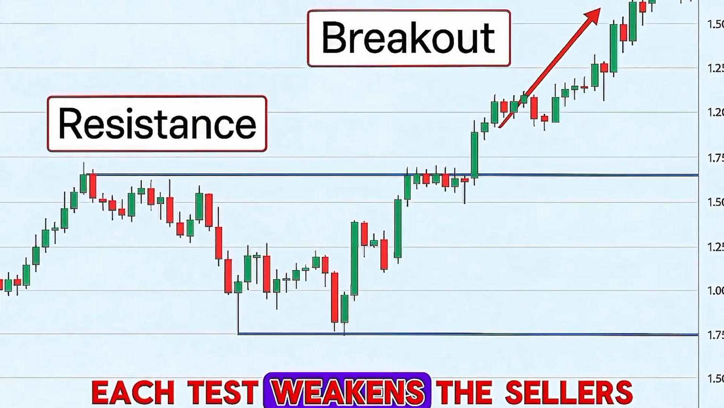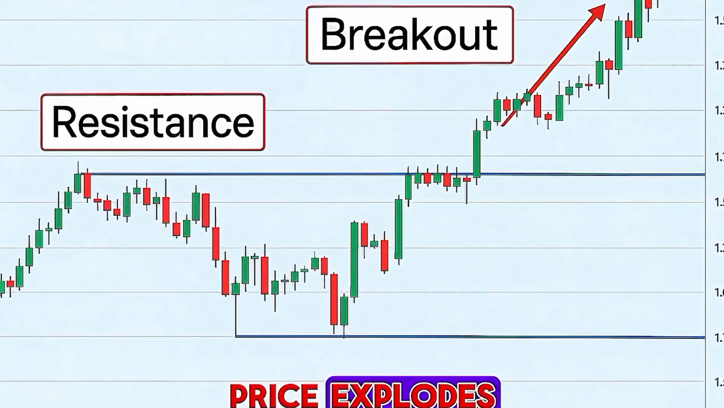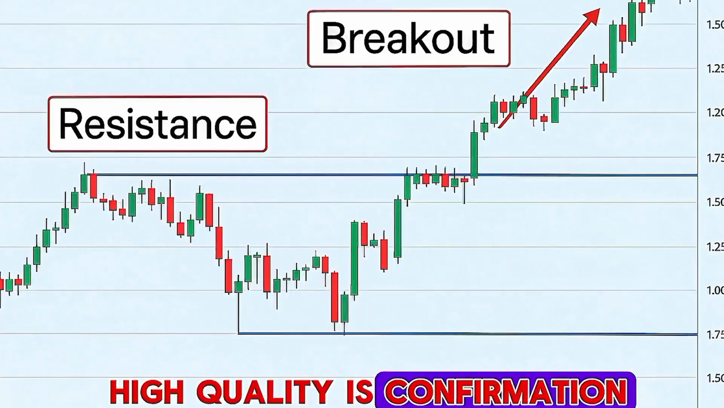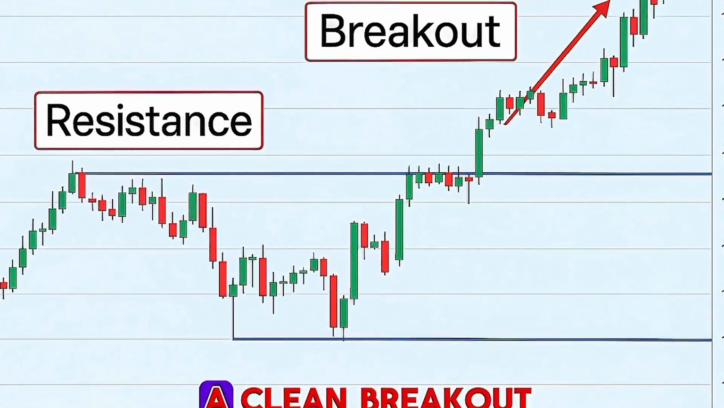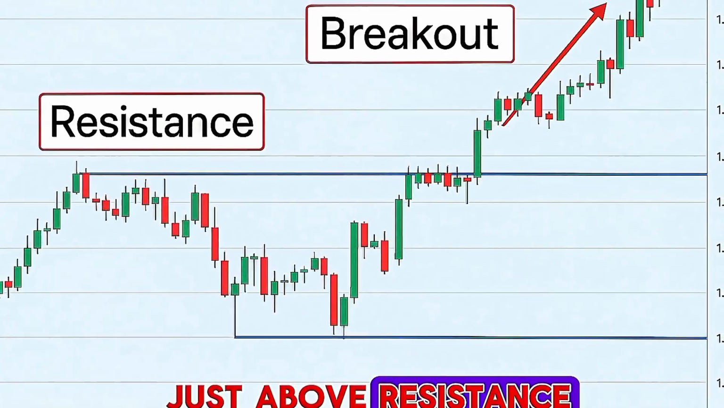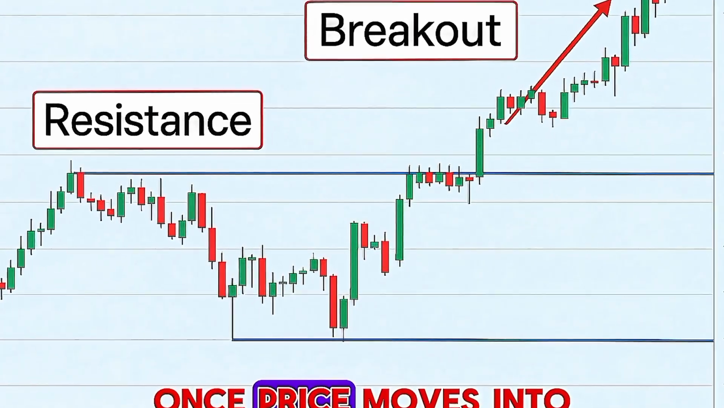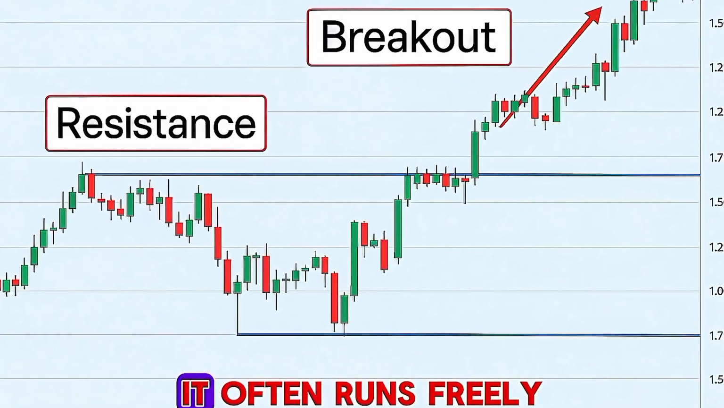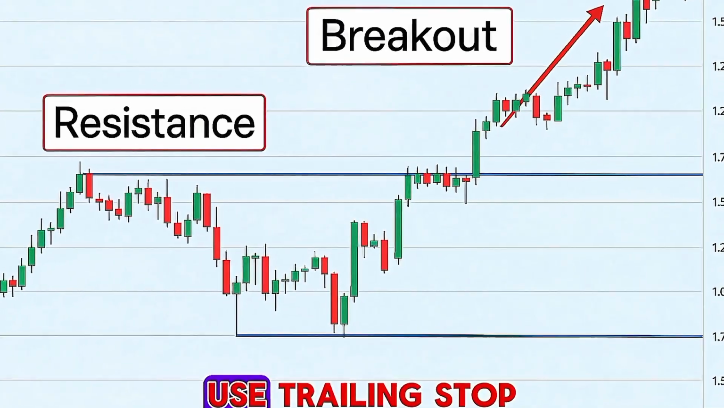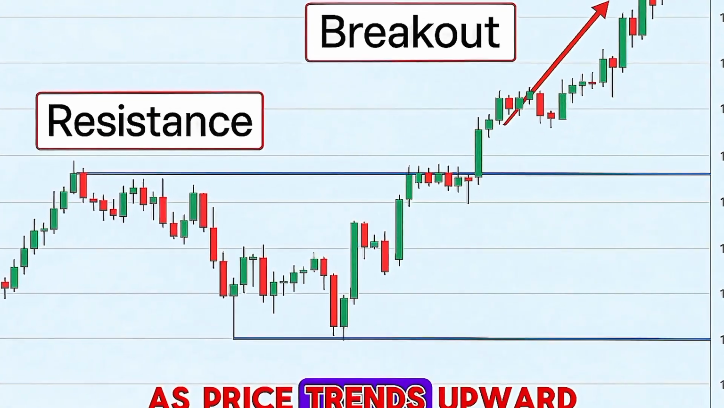Each test weakens the sellers. Once the final breakout occurs, price explodes. What makes this trade high quality is confirmation through volume surge and a clean breakout candle. Place your entry just above resistance and your stop loss inside the range. Once price moves into fresh territory, it often runs freely due to lack of historical supply. Use trailing stop or structure-based exits to lock profits as price trends upward.